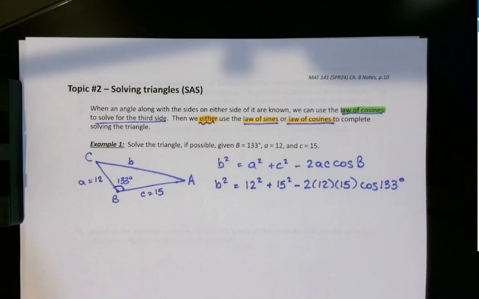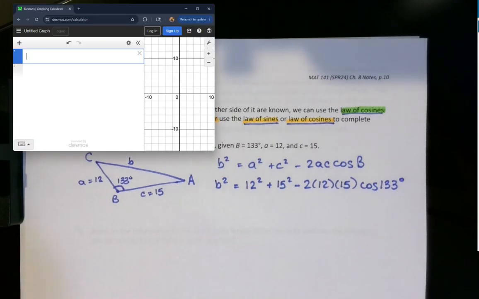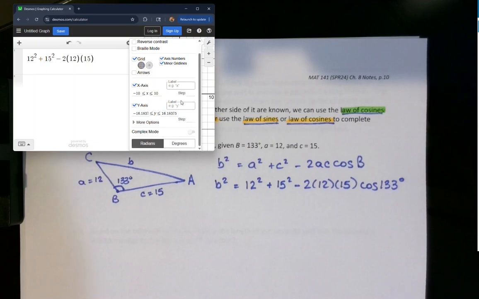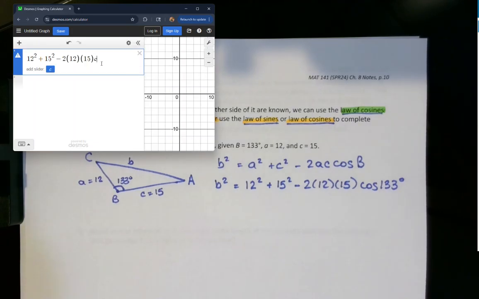Okay, so let me get my calculator. To evaluate 12 squared plus 15 squared minus 2 times 12 times 15 times cosine of 133, I better make sure that I'm in degrees. I'm going to switch into degrees, and I'll do the cosine of 133 degrees.